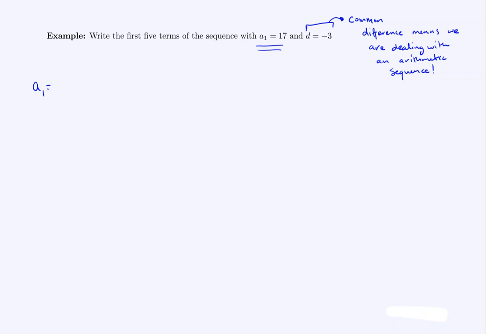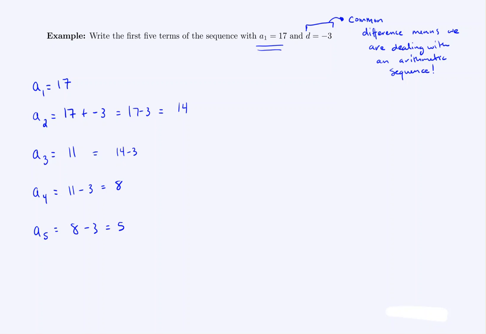So the first term was given. For our arithmetic sequence, there's the common difference, so it's going to be 17 plus the common difference, but in this case, adding a negative is the same as just subtracting 3. So our second term is 14. We would expect the next term to be 3 less, which would give us 11. The next term would be 3 less than that, which would give us 8. And the next term would be 3 less than that, which would give us 5.